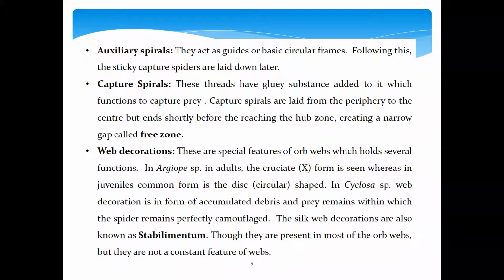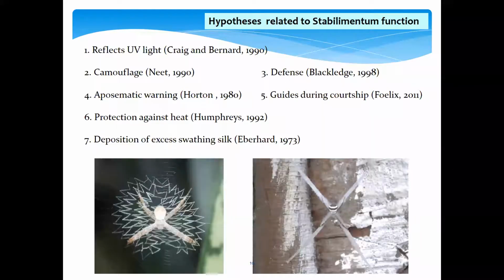When the word stabilimentum was first given, it was thought that it helps to strengthen the web. Hence the name stabilimentum. That means it will make the web stable. Yes. So there are several other hypotheses related to the function of the stabilimentum. Some functions mentioned in these papers: Craig and Bernard in 1919 mentioned the UV reflectance of the stabilimentum, which helps in attracting the prey.